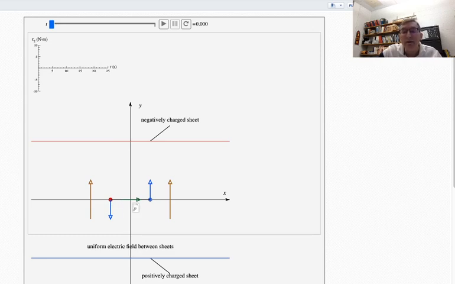And that little green arrow in the middle is the dipole moment, P arrow, which points away from the negative charge towards the positive charge. And the blue arrows show the electric force. There's the force on the positive charge, up, and the force on the negative charge, down. The center of mass of the dipole is right at the origin.